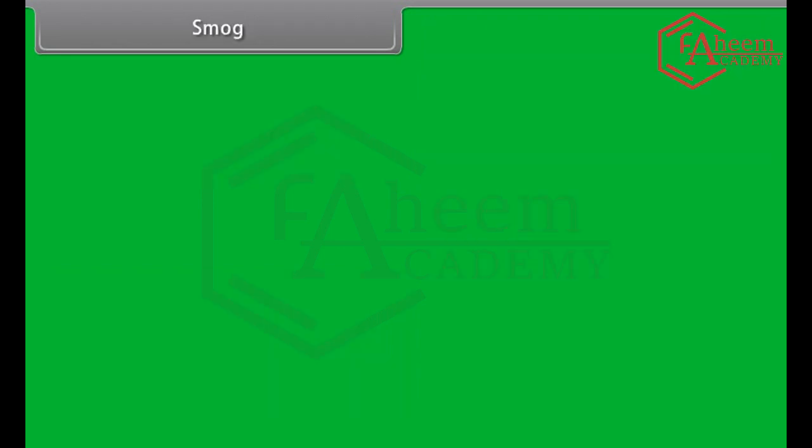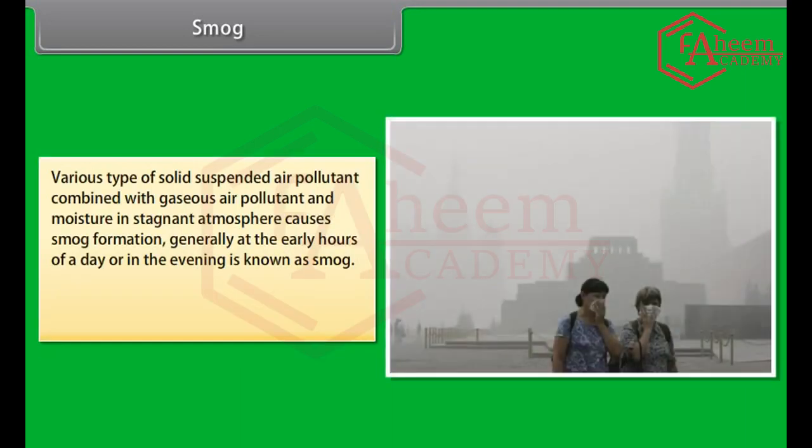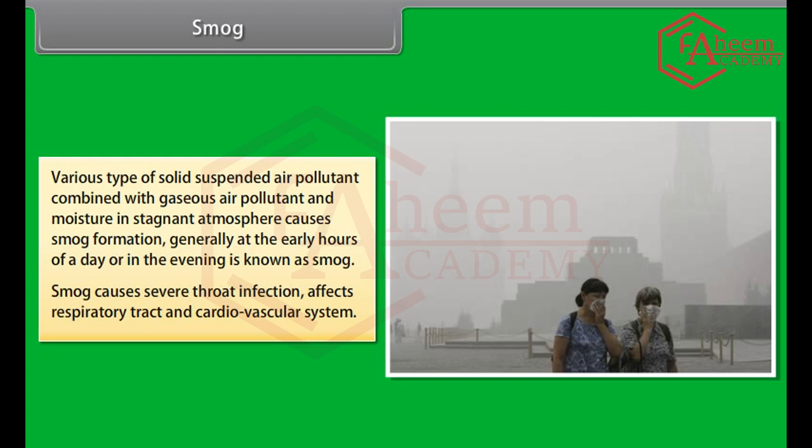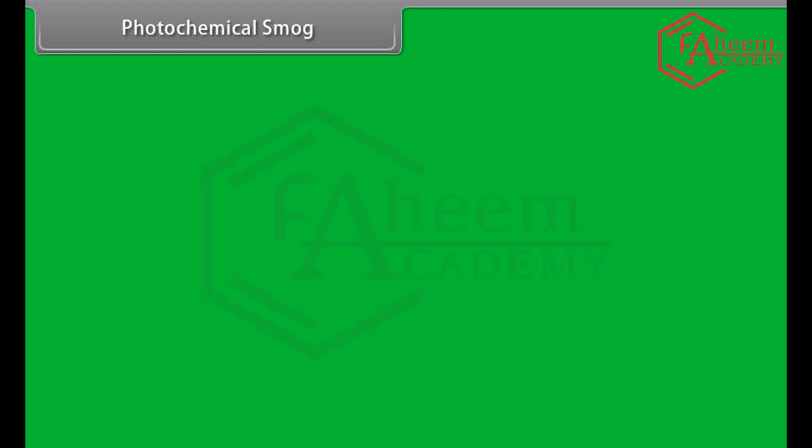Smog. The combination of smoke and fog is generally known as smog. Various types of solid suspended air pollutants combined with gaseous air pollutants and moisture in a stagnant atmosphere cause smog formation. It generally forms in the early hours of the day or in the evening. Smog causes severe throat infection and affects the respiratory tract and cardiovascular system.